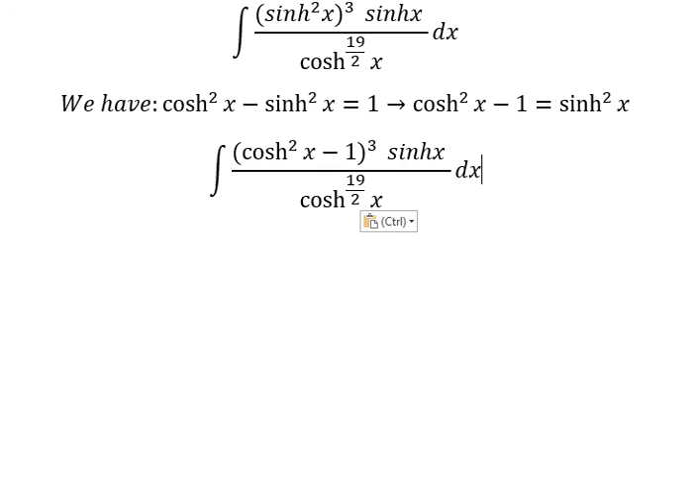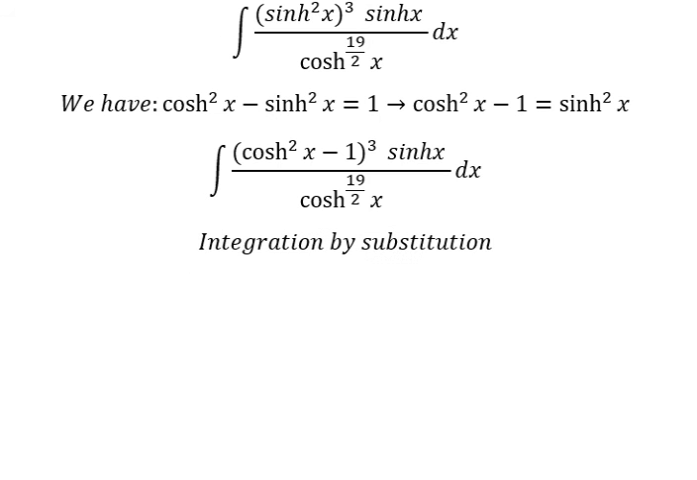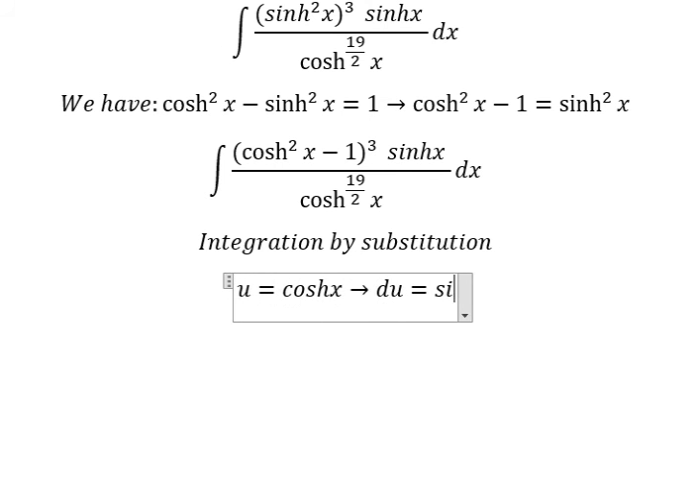And now we can use integration by substitution. So I need to put u equals cos s. Later we need to do the first derivative for both sides. And we have sin s ds.